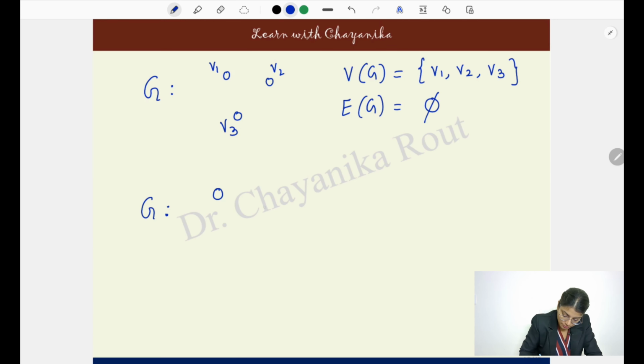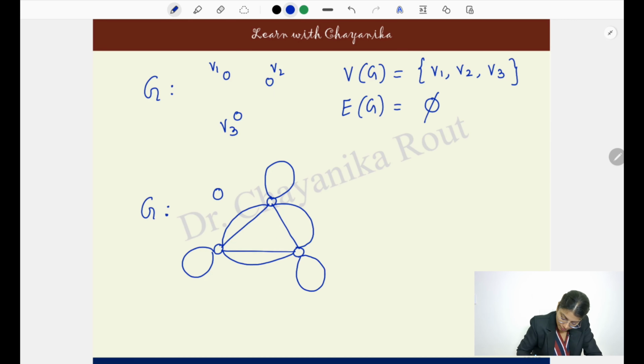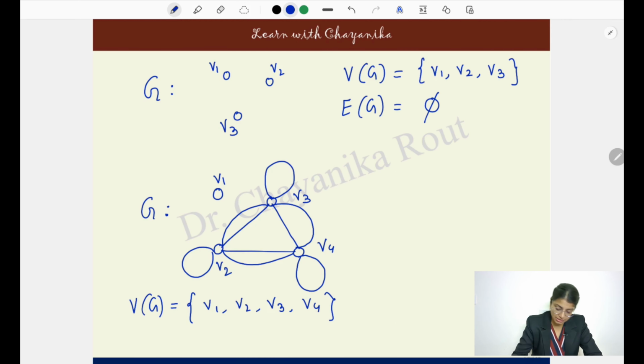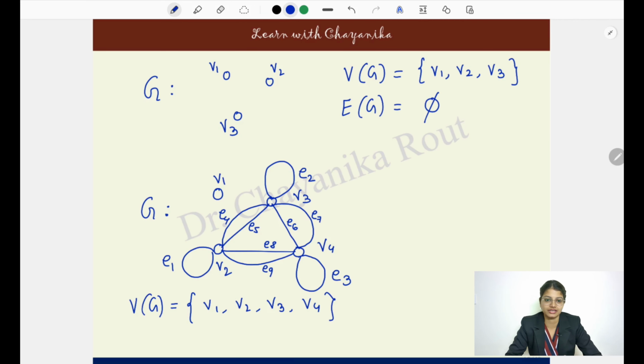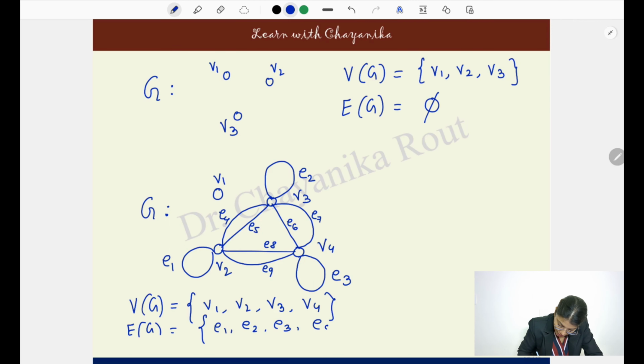Suppose we have a graph like this. What will be the vertex set of this graph? The set of all the vertices, let's name them V1, V2, V3, V4. So this becomes your vertex set. Next, the edges. Start labeling them E1, E2, E3, E4, E5, E6, E7, E8, E9. As many straight lines or curves as you can see in your graph, they are all your edges. So our E(G) would be the set containing E1, E2, E3, E4, E5, E6, E7, E8 and E9.